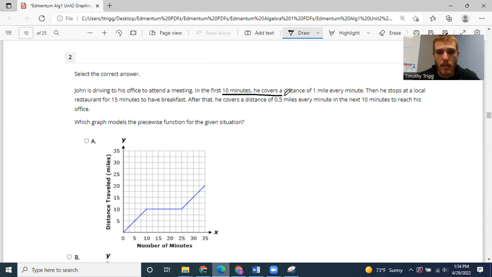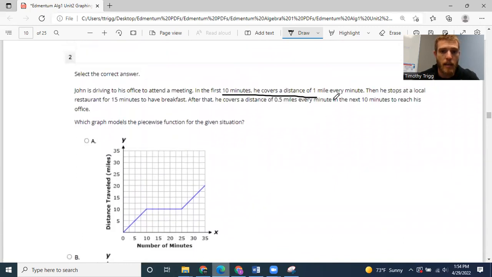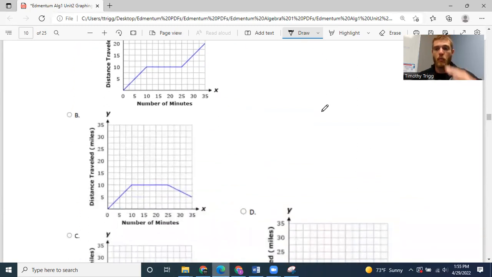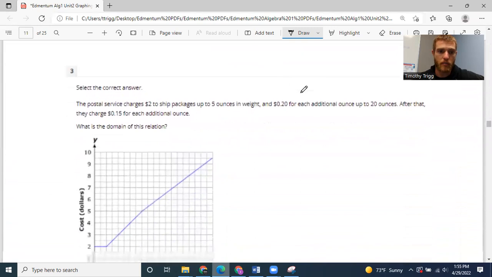So for the first 10 minutes, covers 1 mile a minute. Okay. Then he stops and doesn't move for 15 minutes, that's going to be the horizontal line, right? Because he's eating breakfast. That's actually a fast breakfast. Then he slows down, right? Originally he was going 1 mile a minute. Now he's only going half a mile every minute, okay? So remember, let's say this is a slope of 1. A slope of 1/2 would be like this, right? Less steep. Okay. Try to figure out which of those graphs represents that.